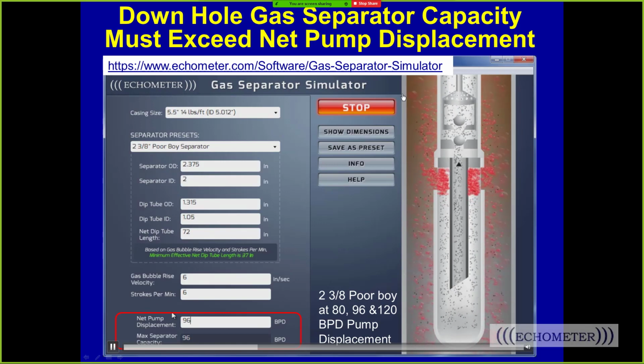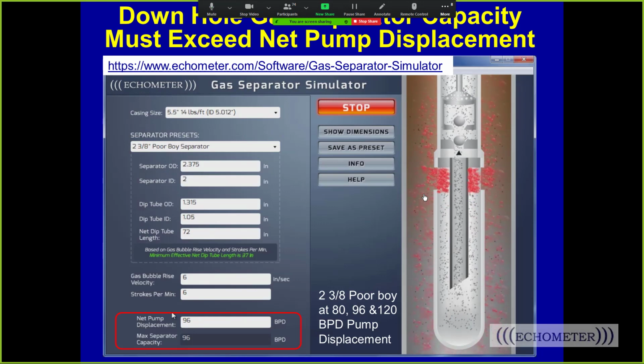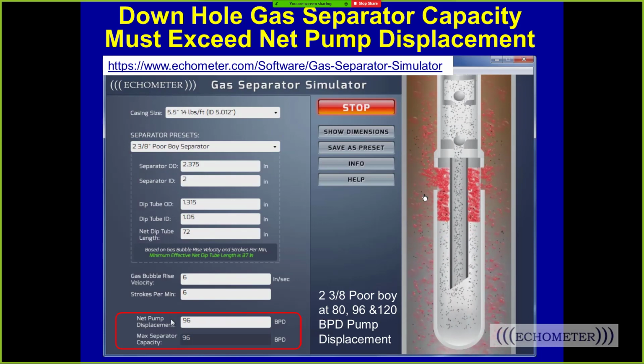On the outside, it's based on the flow rate, the gas flow rate and liquid flow rate, and it's going to be higher on the outside of the pump. The important part about the 6 inches per second gas bubble rise is that it is in water and air. That's where the 6 inches per second comes from.